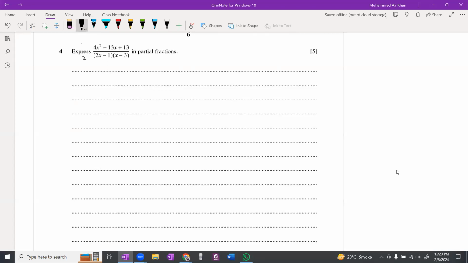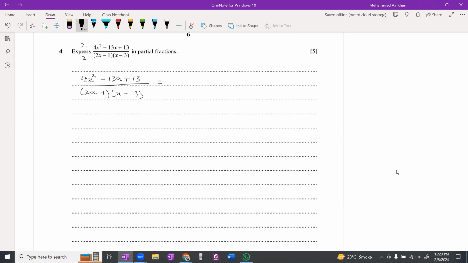and the degree of numerator is also 2. If the degrees are same, then it means it is a question of improper fraction. And now we have to solve it like 4x squared minus 13x plus 13 upon (2x minus 1)(x minus 3) equals.